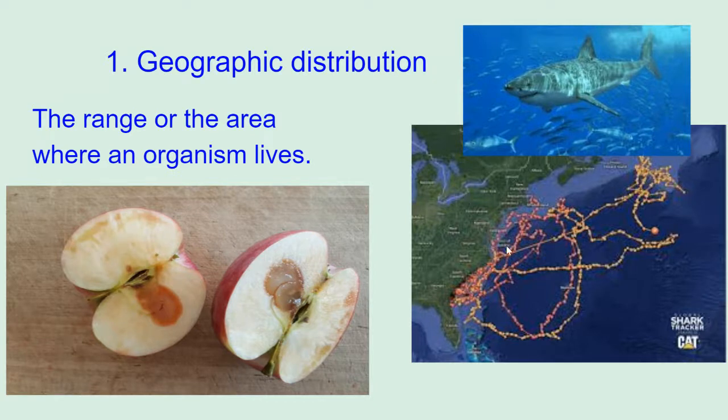This is the geographic distribution here in yellow of one great white shark, Carcharodon carcharias. And as you can see, the geographic distribution of that great white shark is huge. It's hundreds and hundreds of miles. So geographic distribution, or the range or area where an organism lives, can be small or it can be large.